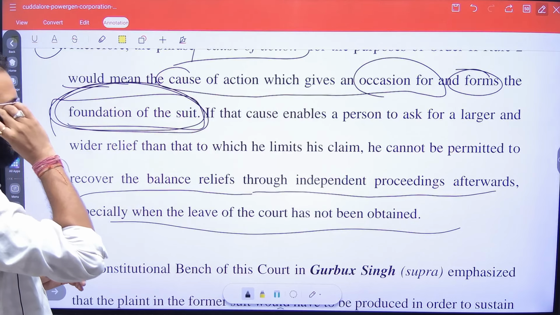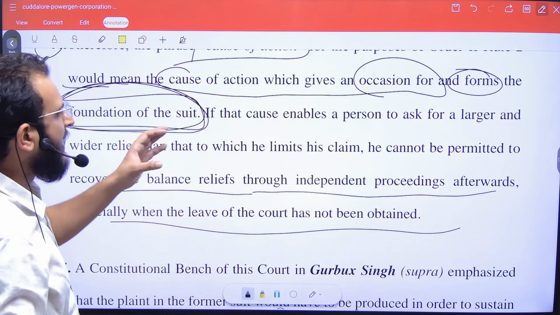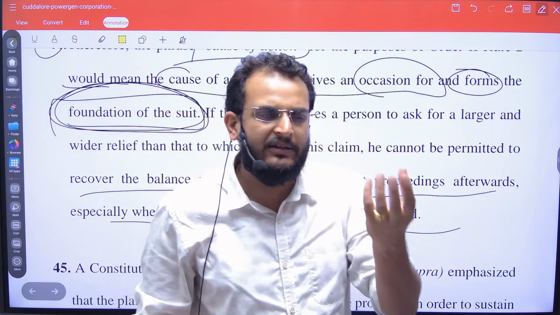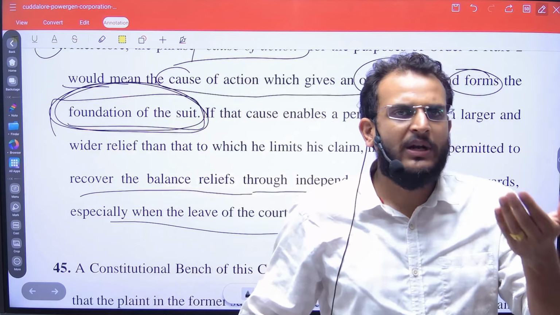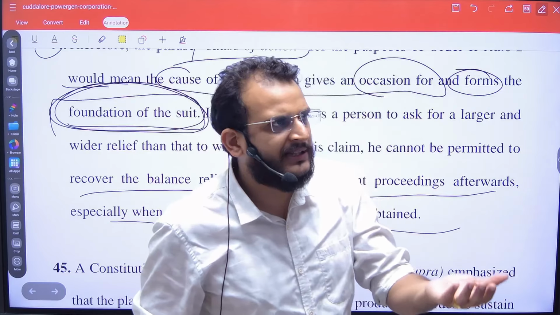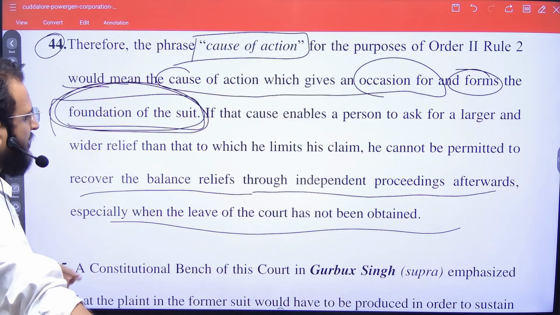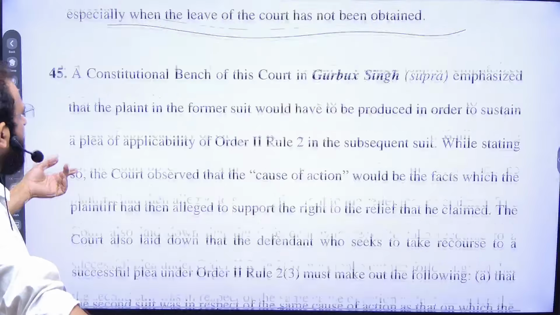Cause of action is something which forms the foundation of the suit, and if you're entitled to a certain claim, you are limiting your claim, you are not claiming everything, but you want to claim something in a subsequent independent case, you will be barred from proceeding for that.